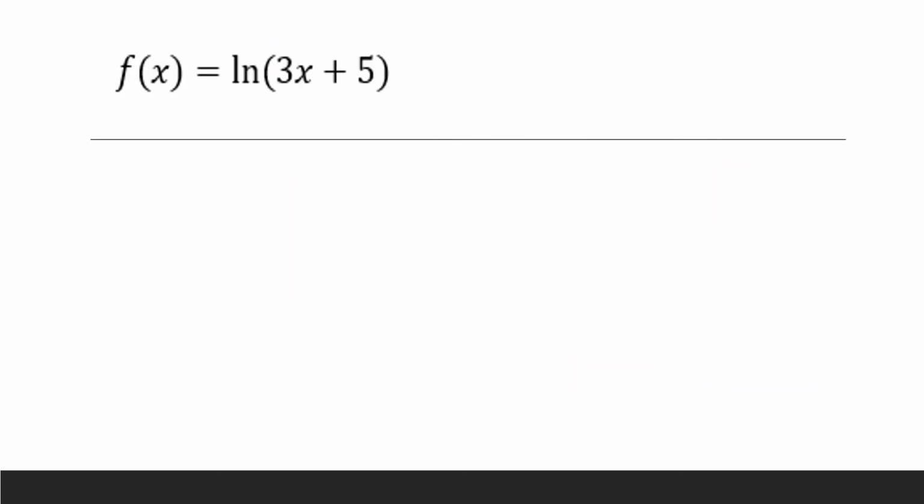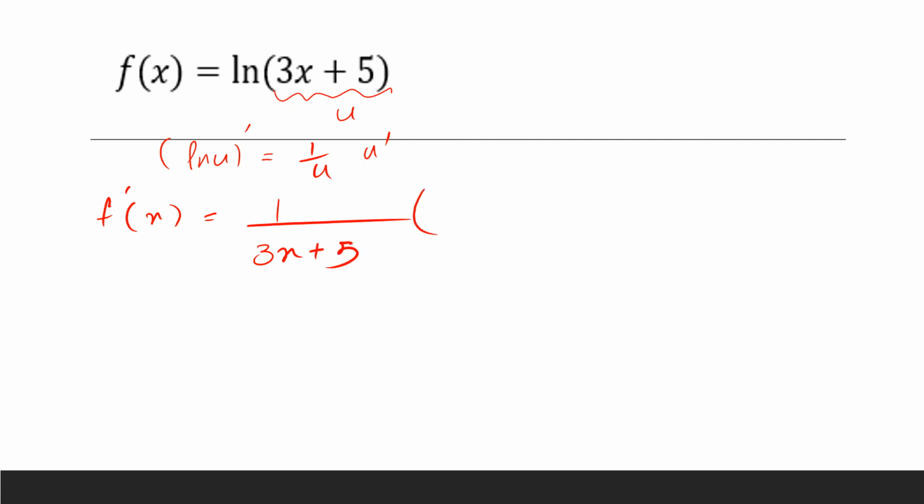Let's solve an example. f of x equals ln of 3x plus 5. It is so easy because this is your u, and we know that the derivative of ln u is 1 over u times u prime. So just write f prime of x equals 1 over u, which is 3x plus 5, and 3x plus 5 whole prime. So the derivative of 3x is 3, the derivative of 5 is 0, and in the denominator you will get 3x plus 5.